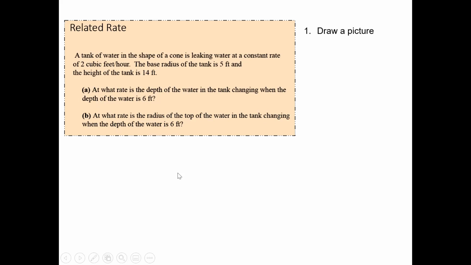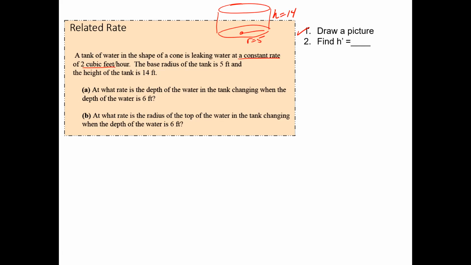Okay, so there are a few things. Number one, you want to make sure you draw a picture so that you have an idea as to how to go about doing this. Next, you want to go ahead and find H. As I'm looking at this, you can draw your tank however you want. It's leaking at a constant rate of 2 cubic feet per hour, so just keep that in mind. The base radius of the tank is 5, and the height of the tank is 14. So here I drew my picture.